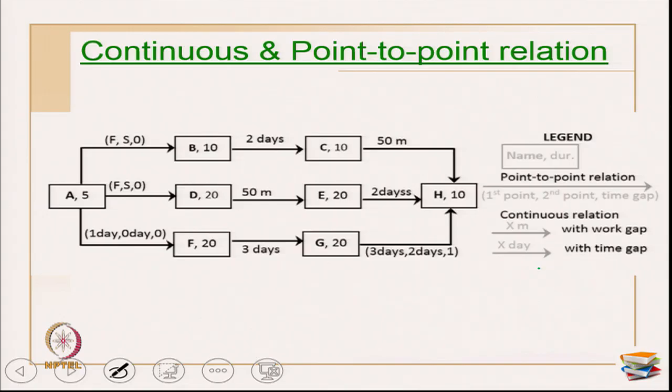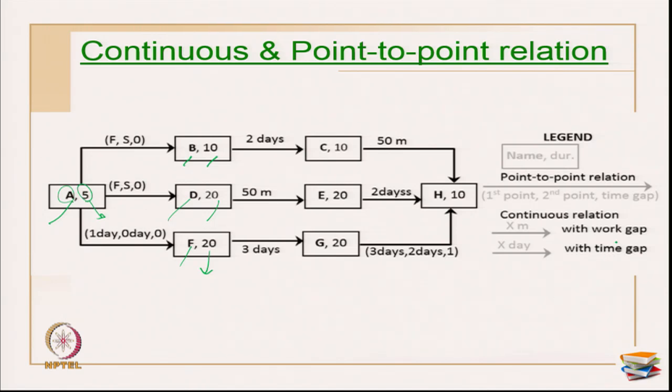Okay. This was developed by Hajdu, Michaelis Hajdu, and what does he say is, I am having an activity, this is a legend with which you can understand. The legend has the name of the activity and duration. So, this says activity A duration is 5, activity B duration is 10, activity D duration is 20, activity F duration is 20. Okay. And there are different types of relationships given.